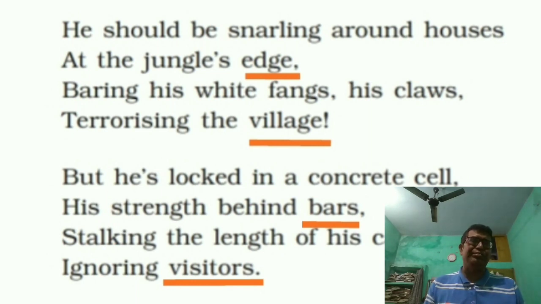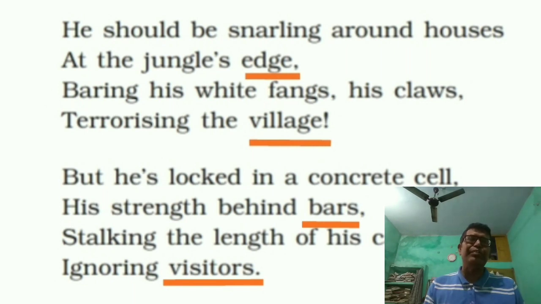Just see through your screen: houses, age, clause, village. Here the last word is houses, so put letter A. The second sentence's last word is age, that will be B. The third sentence's last word is clause, that will be C. But the last sentence's last word is village, so naturally it will be B. So it is again A, B, C, B. Similarly, but he is locked in a concrete cell, strength behind bars, stalking the length of his cell, ignoring visitors. Here cell is A, bars is B, the third is C, and the fourth is again B. So A, B, C, B.